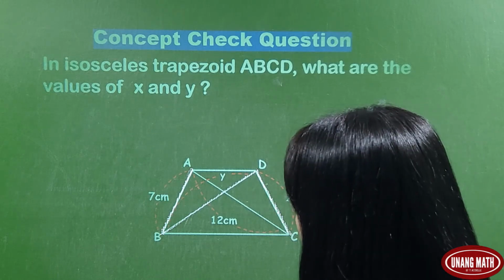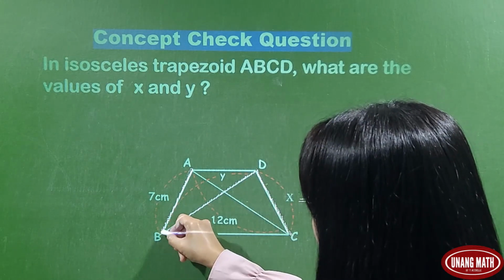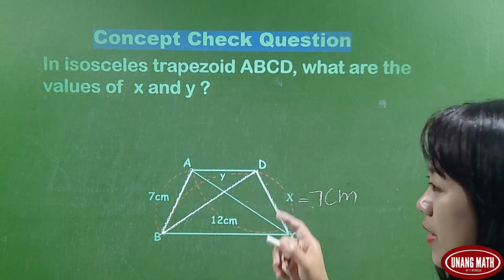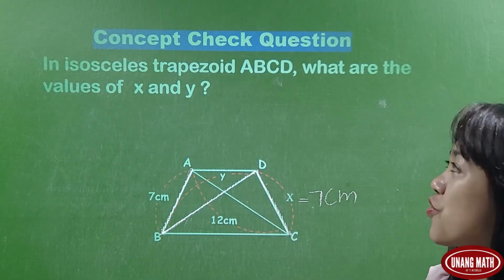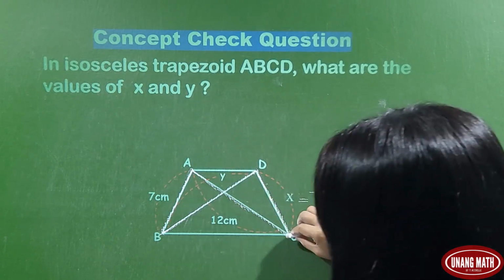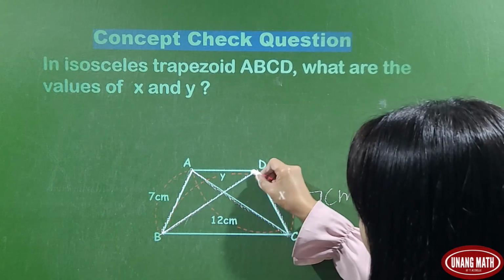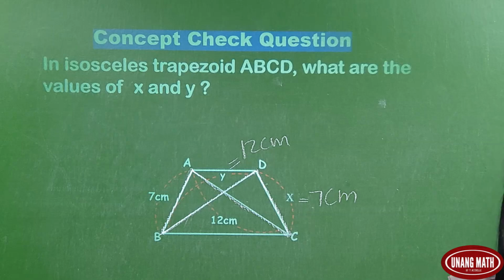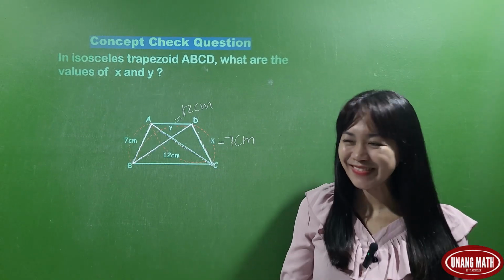Okay, what about the value of y? Y is the length of this diagonal line. The two diagonal lines of an isosceles trapezoid are equal in length. So if this is 12 centimeters, then this is also 12 centimeters. So y is 12 centimeters.